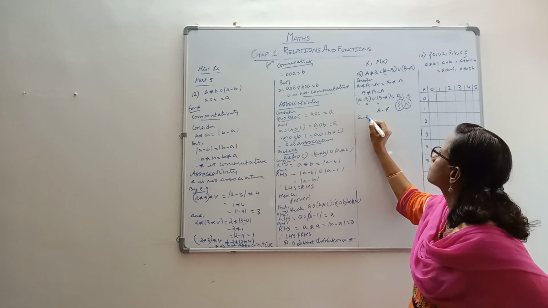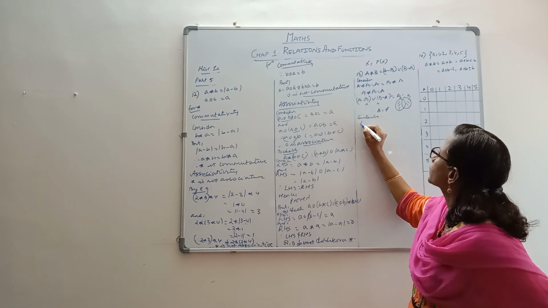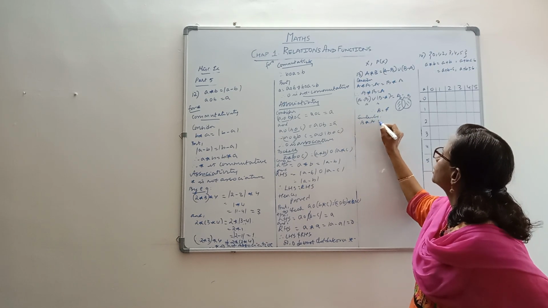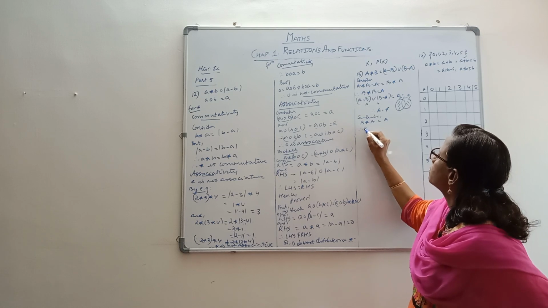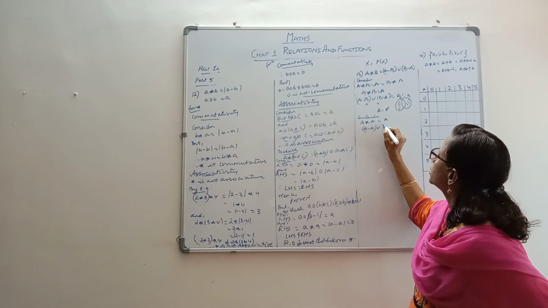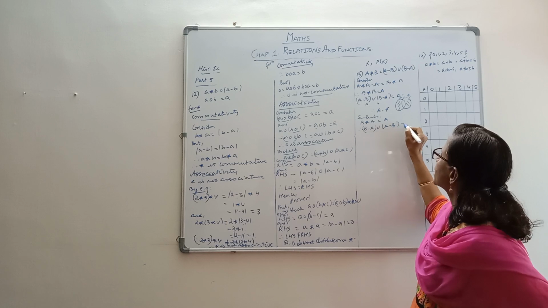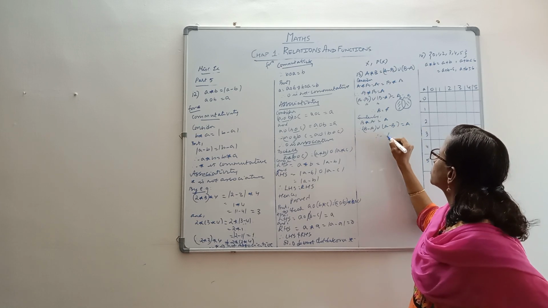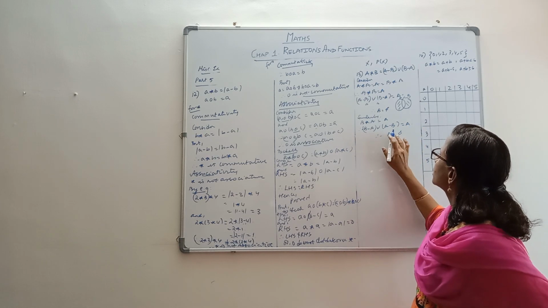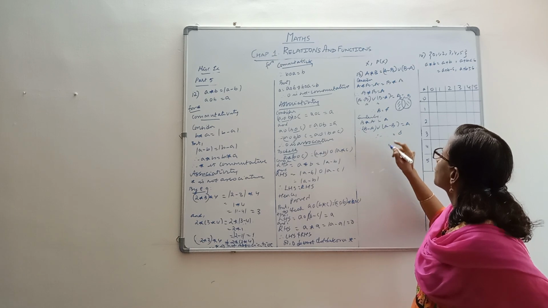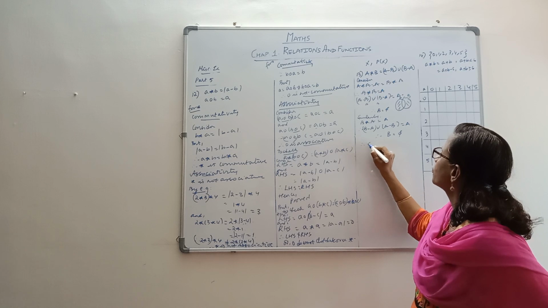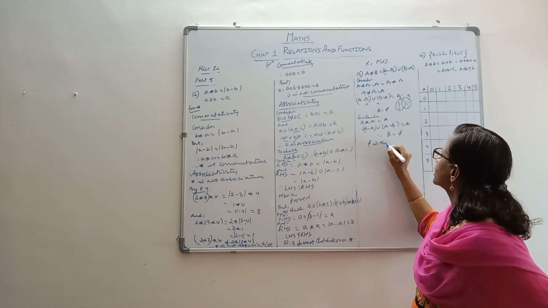Similarly, B star A equal to A is also the same way. B minus A union A minus B is A. That can be possible only when B is an empty set. Therefore, empty set is the identity element.